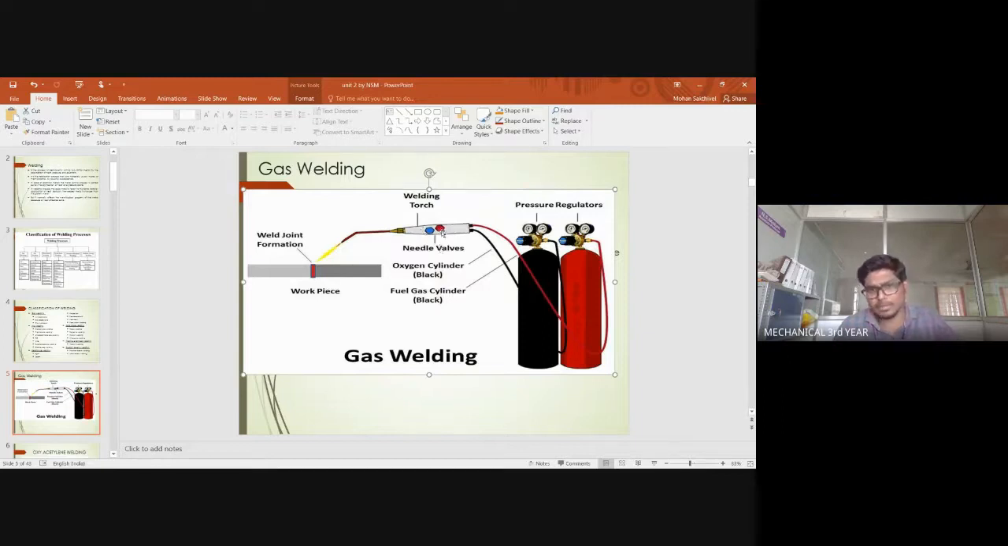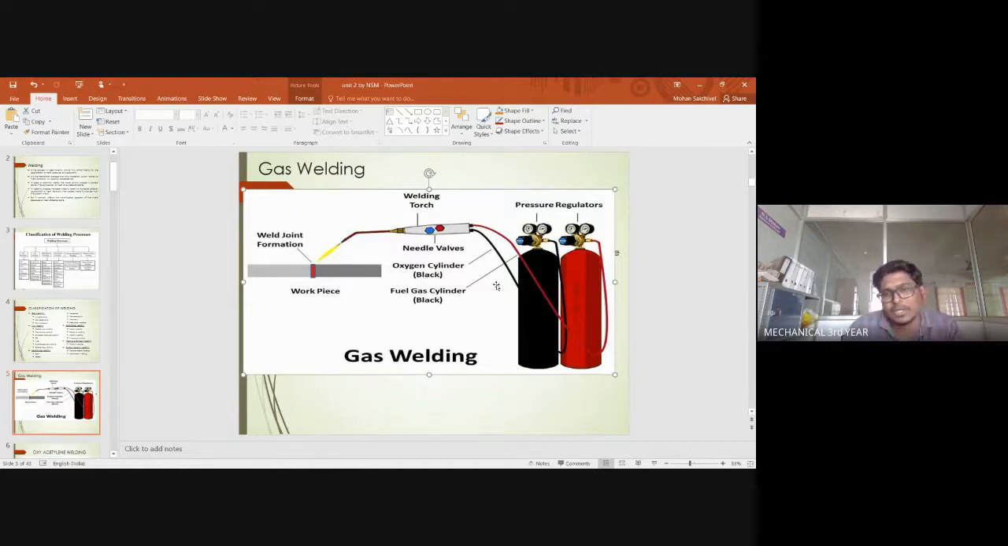And also we have a nozzle over here. Here we have a welding torch. This is called the mixing area, where oxygen and acetylene gas are getting mixed, and through the nozzle these two gases are combined together and come out. For initial ignition, we will have a lighter or something in order to ignite this particular gas.